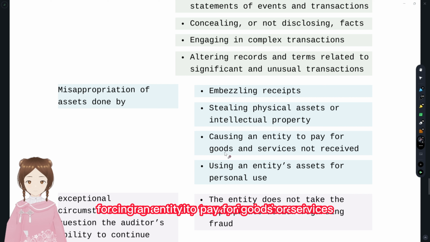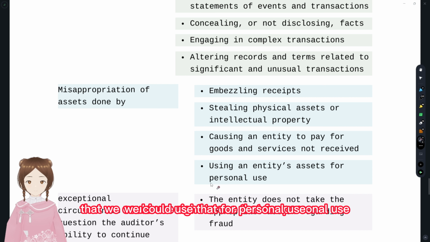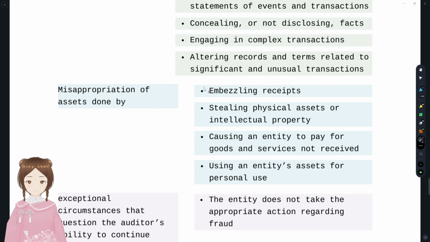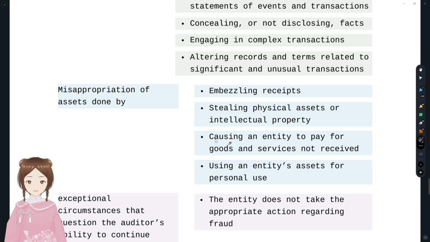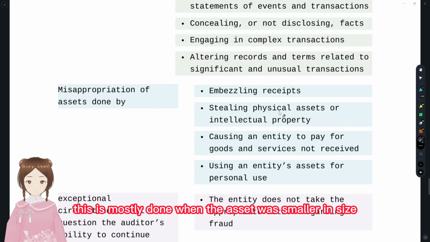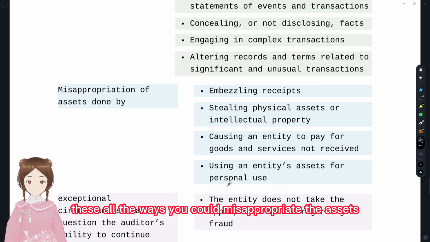Causing an entity to pay for goods or services that were not received, again with regards to stock. Using the entity's assets for personal use, like a few plant and machineries, you could use for personal use. Embezzlement of receipts, stealing physical assets or intellectual property is mostly done when the asset is smaller in size but higher in value. Causing an entity to pay for goods and services that were not received is mostly for stock in trade, and using an entity's assets for personal use. These are the ways you could misappropriate the assets.